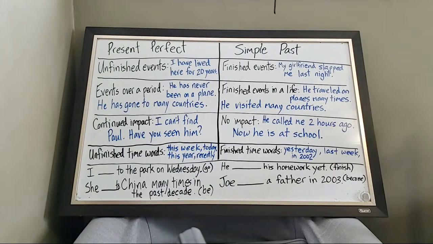If you go over to the simple past side again, finished time words. So those things like yesterday, last week, in 2002, in December, something that's over. Okay? My girlfriend slapped me yesterday. My girlfriend slapped me 3 times last week. It's over. Okay? My girlfriend hit me with a car in 2002. All right? They're all the past tense because those are finished time words and it's over. Okay? Finished time words meaning finished events.